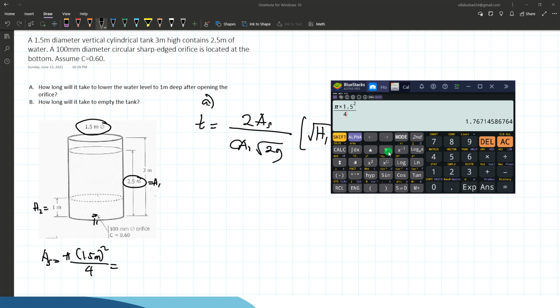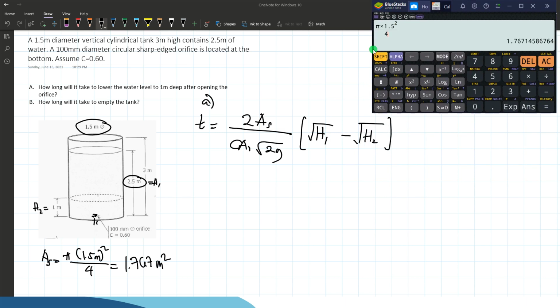That is 1.767 square meters. So T equals 1.767 over Cd, 0.6.